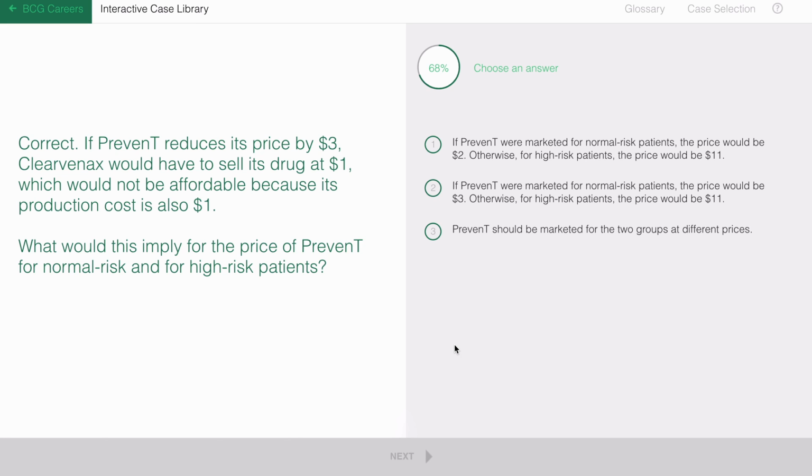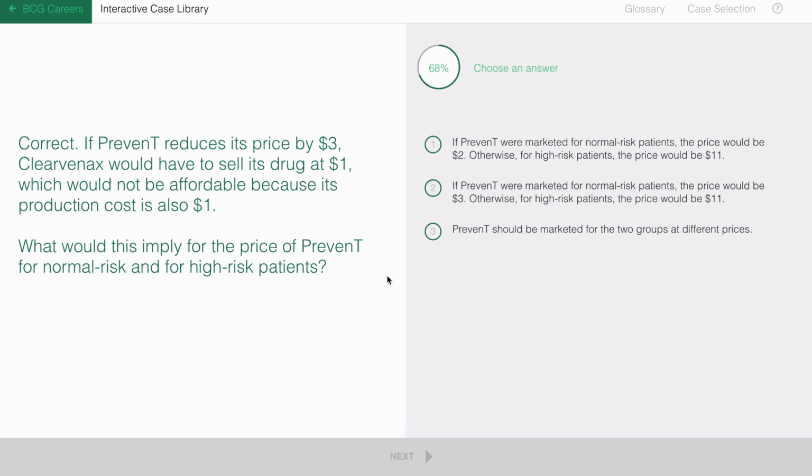What would this imply for the price of Prevent-T for normal-risk and high-risk patients? So what this means is that if competitors drop their price down to $1, which is a drop of $3, then we would also need to drop our price down by $3, right? So if we calculated $14 for high-risk patients, the new price would need to be $11. And for the normal-risk patients, we calculated a price of $6, and so that would need to be dropped by $3, also down to $3.